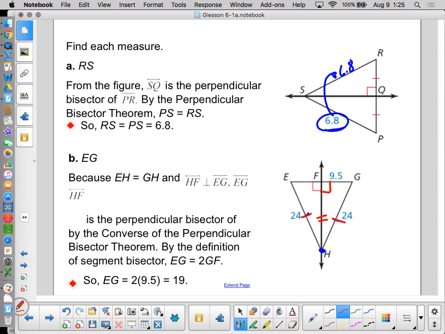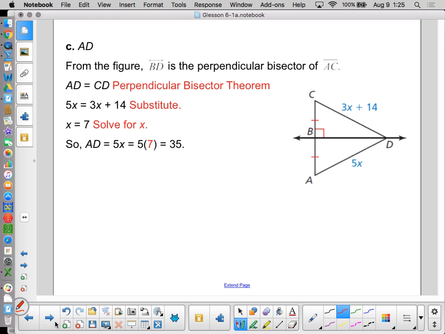And you will notice that what they really wanted was the length of EG, and that's really just a matter of adding those two up, 9.5 plus 9.5. Again, another worked out example for us, find the length of AD. And again, it's just a matter of using the facts.